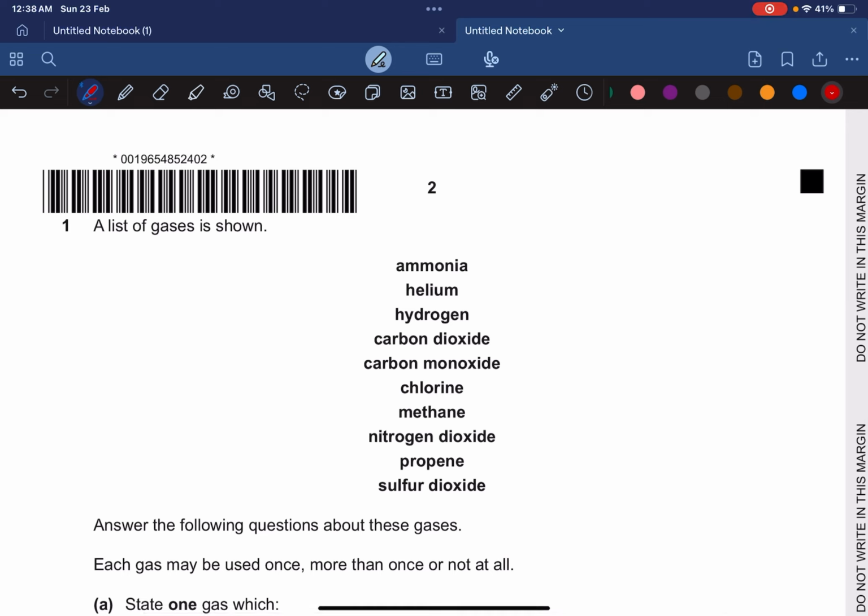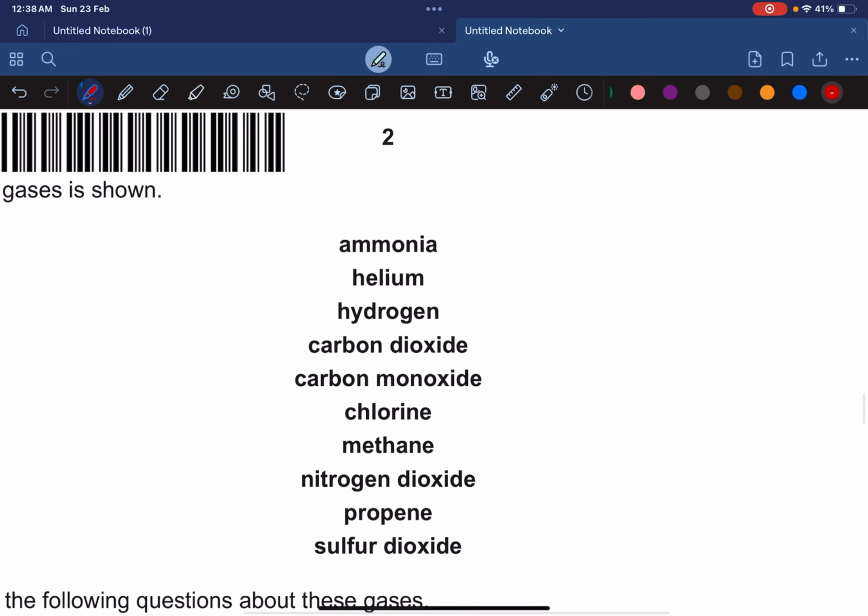A list of gases is shown. Okay, we have a list of gases. Answer the following questions about these gases. Each gas may be used once, more than once, or not at all. Always, before looking at the question, try to know the gases by yourself.